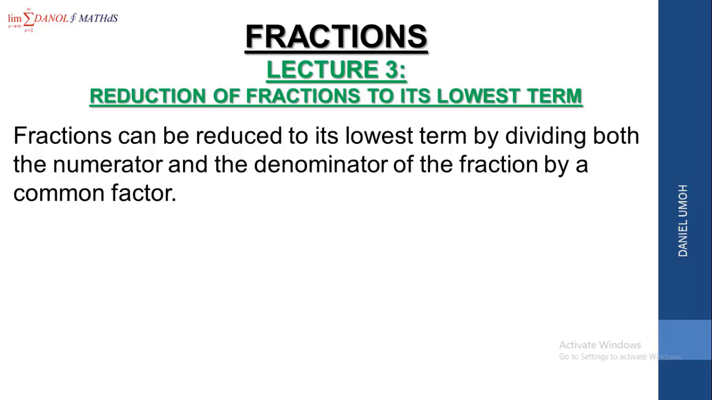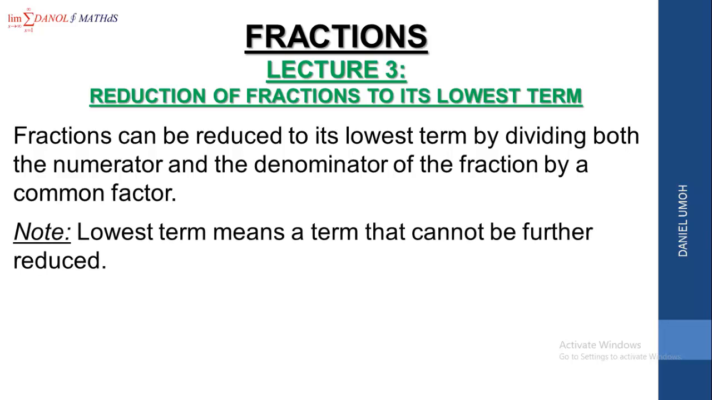So, to reduce a fraction to its lowest term, we are going to simply divide the numerator and the denominator of the fraction by a number that is common to both of them. Take note, lowest term means a term that cannot be further simplified, a term that cannot be further reduced. Okay, now let's look at some classical examples.